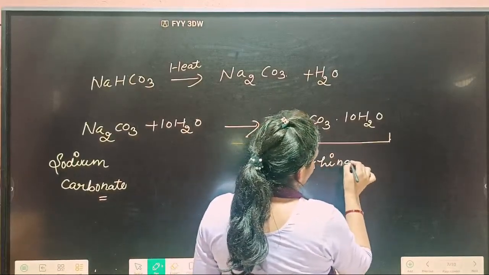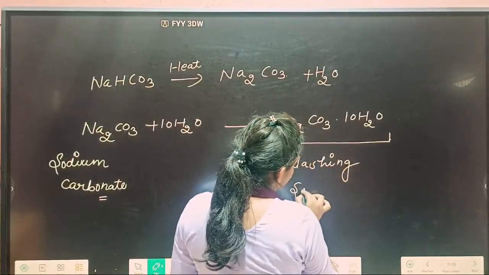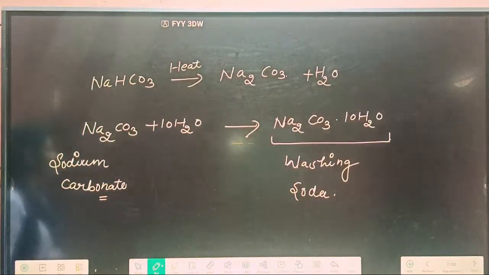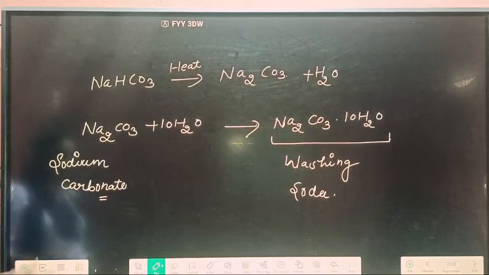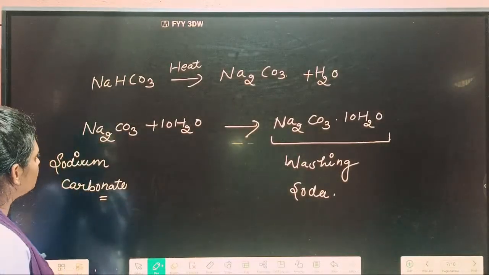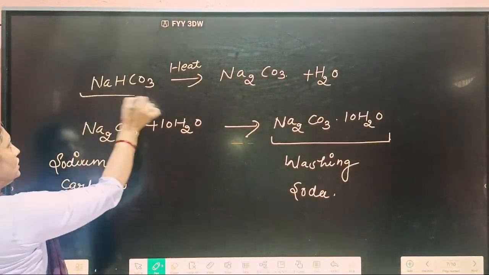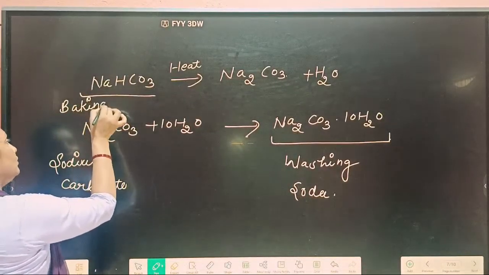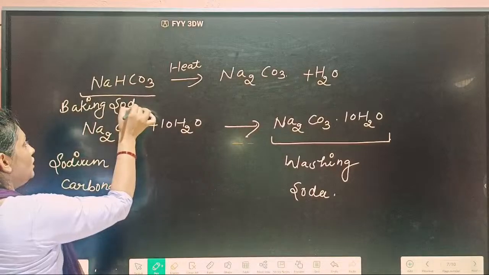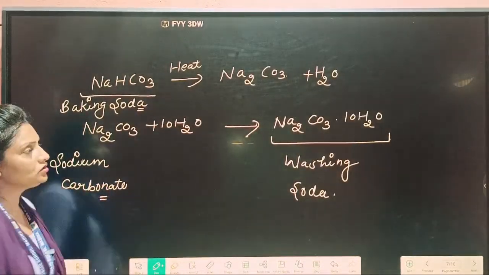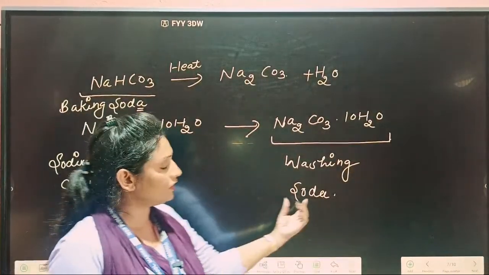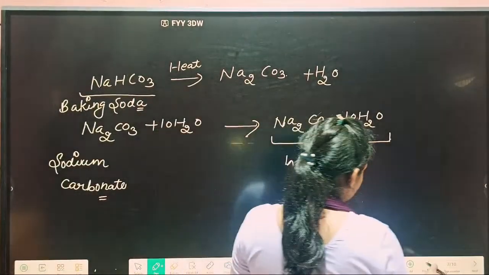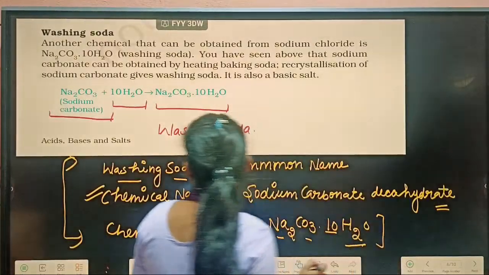So we can say, students, baking soda is also used for preparation of washing soda. This one is the baking soda we discussed yesterday. So baking soda is used for preparation of washing soda indirectly. Okay, so this is the method of preparation for washing soda.